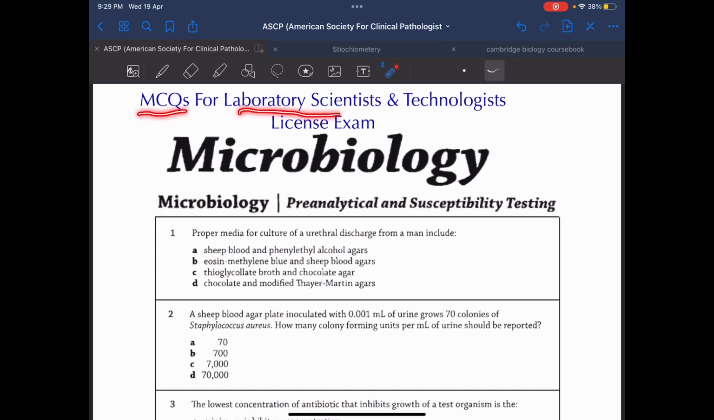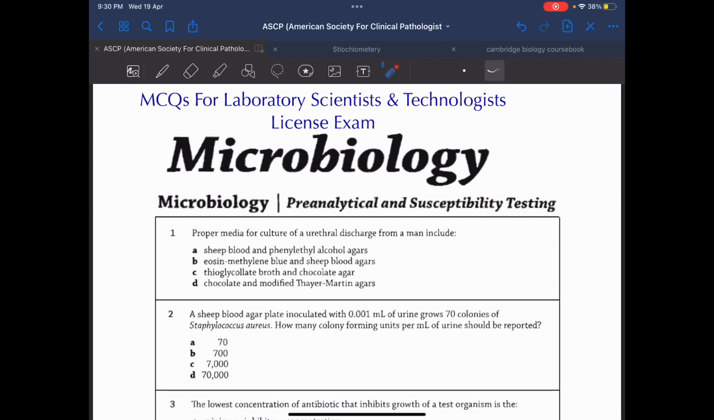MCQ for the laboratory scientist and technologist license exam in microbiology. First question: proper media for culture of a urethral discharge from a man include A. sheep blood agar and phenyl ethyl alcohol agars. B. Eosine methylene blue and sheep blood agars. C. Thioglycolate broth and chocolate agar. D. Chocolate and modified Thayer-Martin agar.